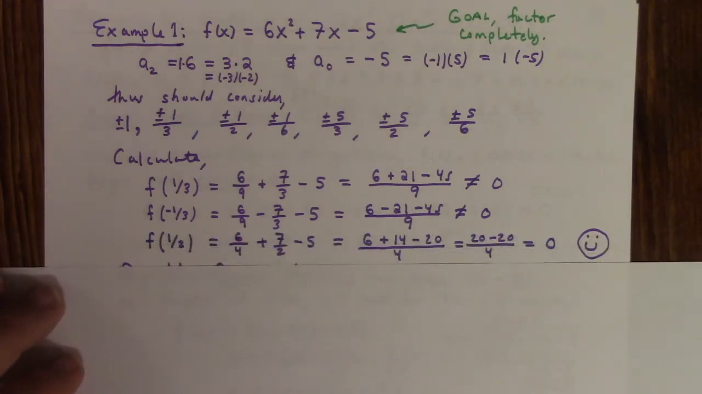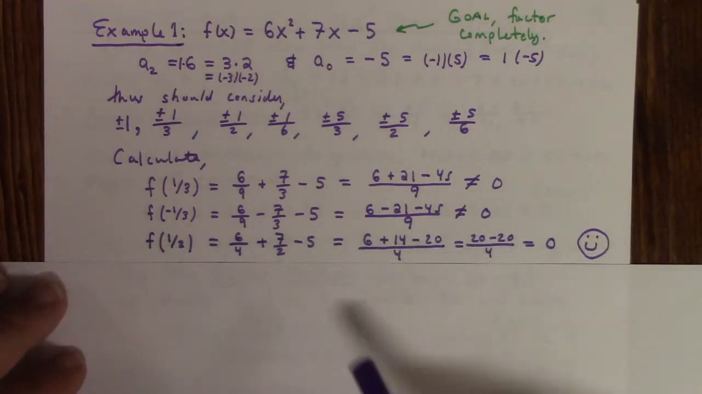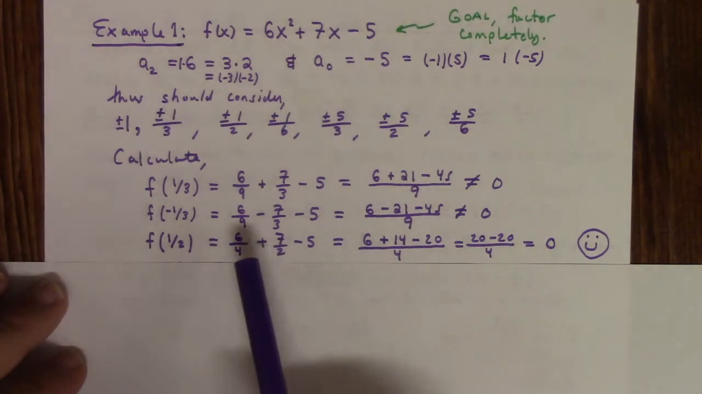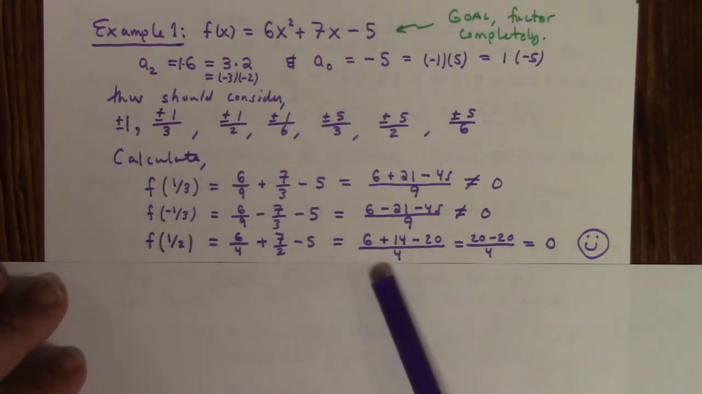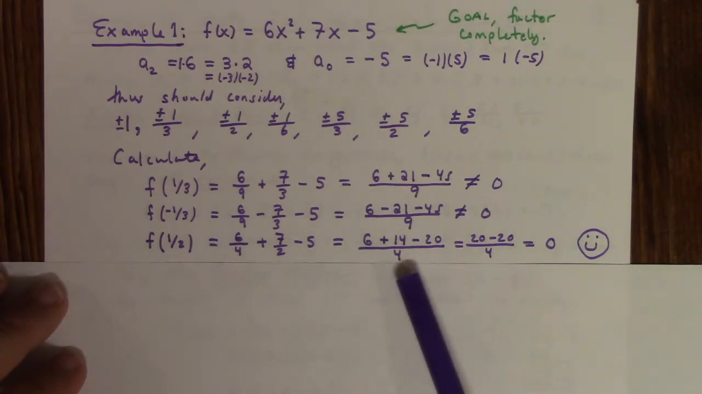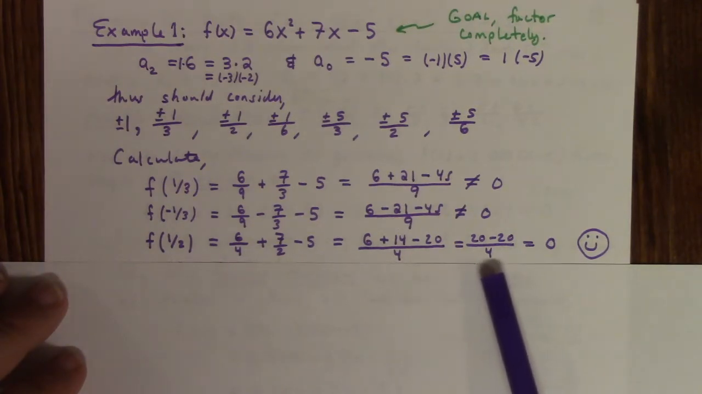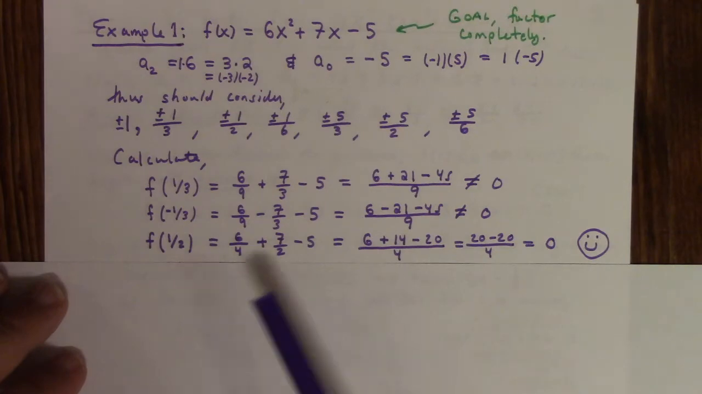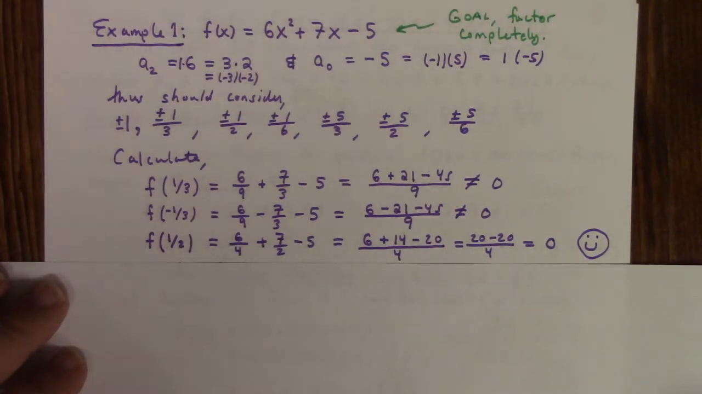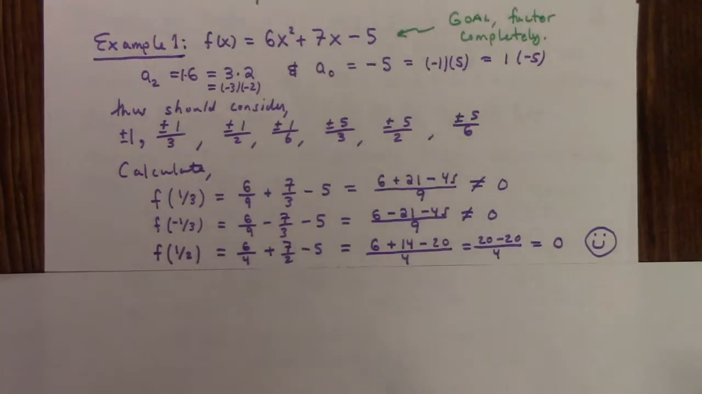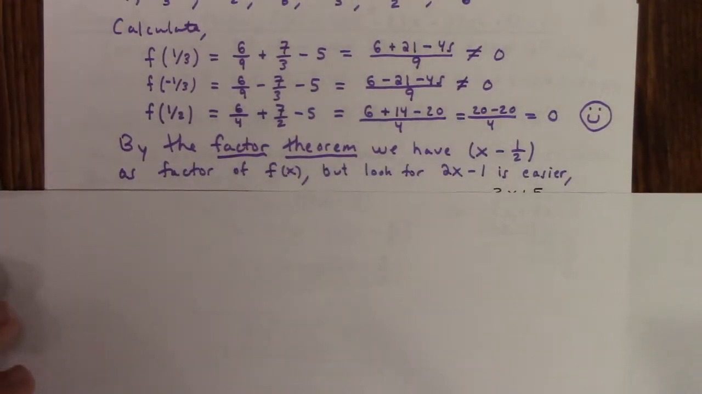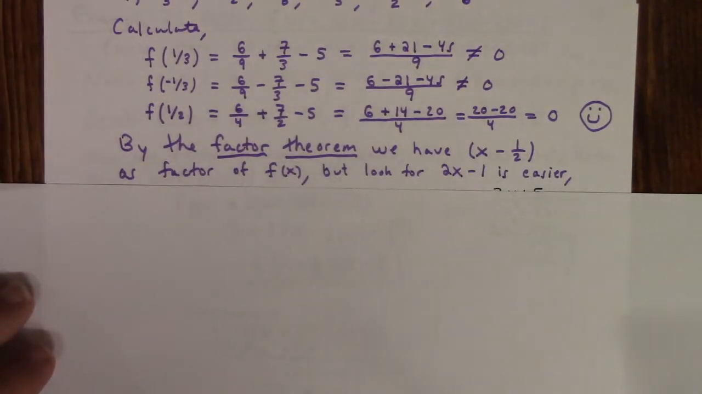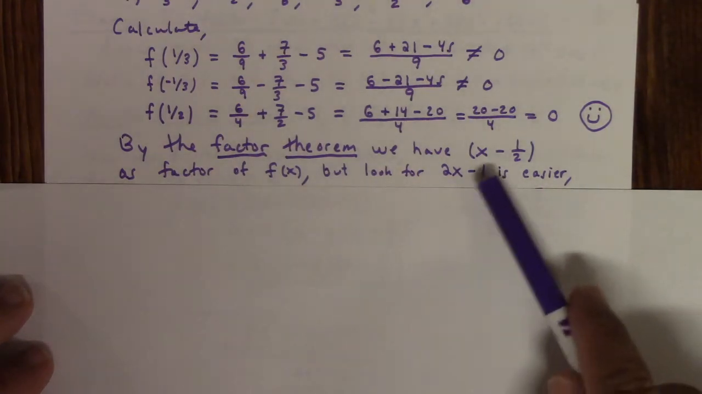But something cool happens when we get to a half. When we plug in a half, we get 6 quarters plus 7 halves minus 5, which is 6 plus 14 minus 20 over 4, which is 20 minus 20 over 4, which is 0. So that tells me that 1/2 is a rational zero of this polynomial. And what that means then is, by the factor theorem, we can factor out x minus 1/2.